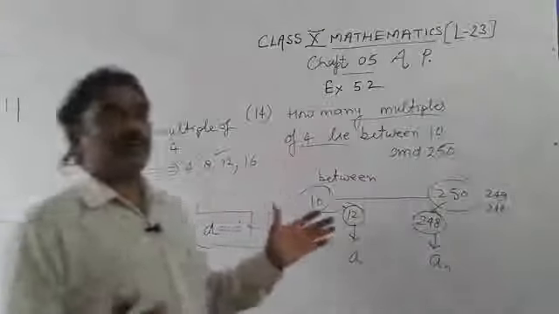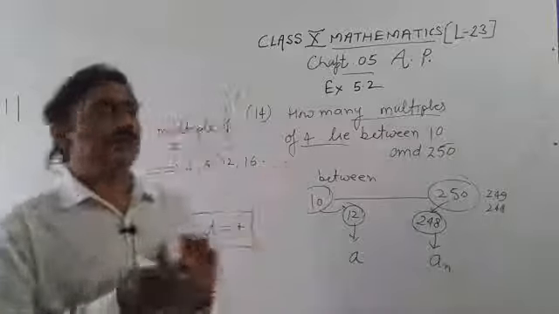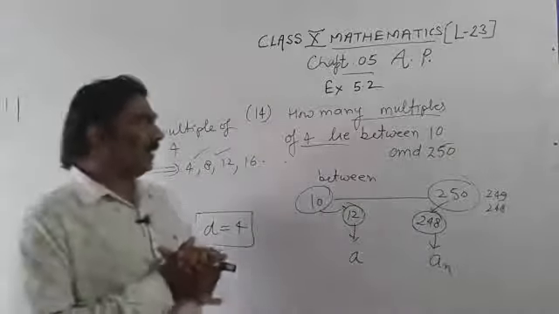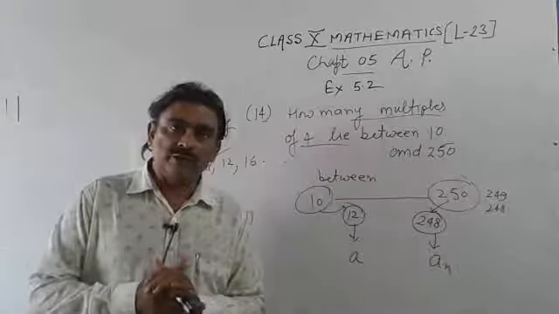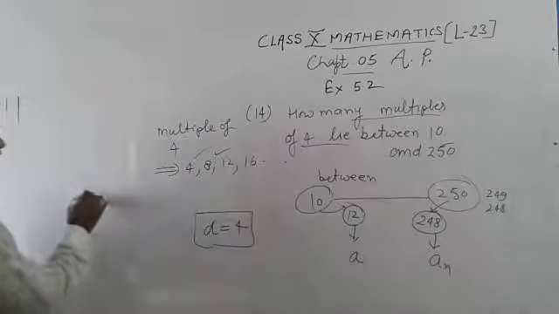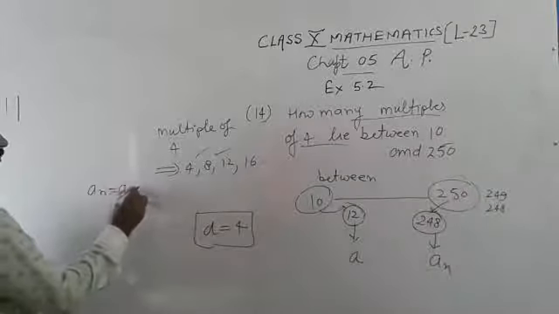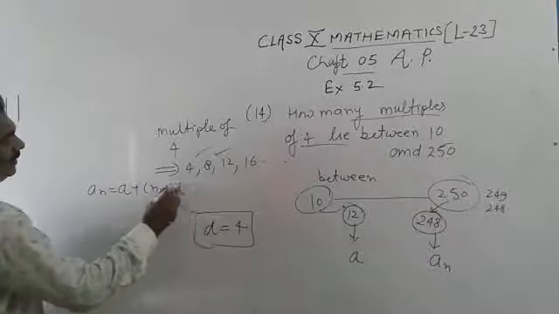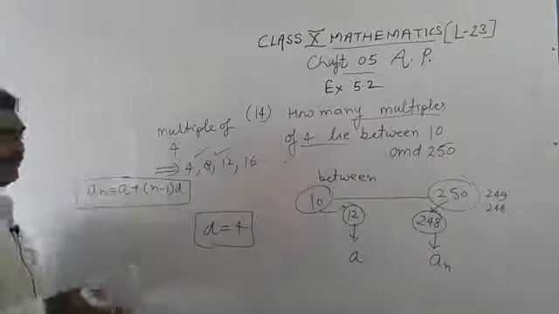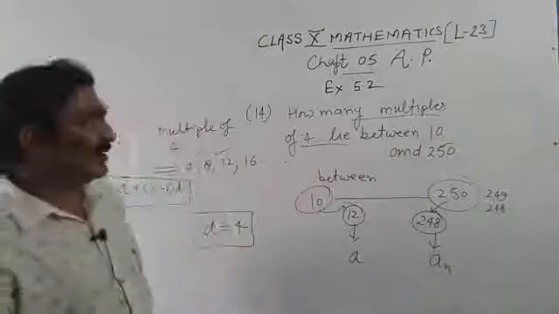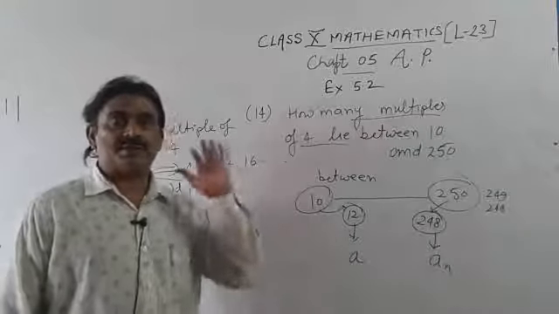Then you can find how many terms there are, how many multiples of 4 there are in this AP. So I hope students you will use the formula AN is equal to A plus n minus 1 into D here. And as we have solved the previous question, similarly I think you will solve it. So okay students, solve and try to understand this video.